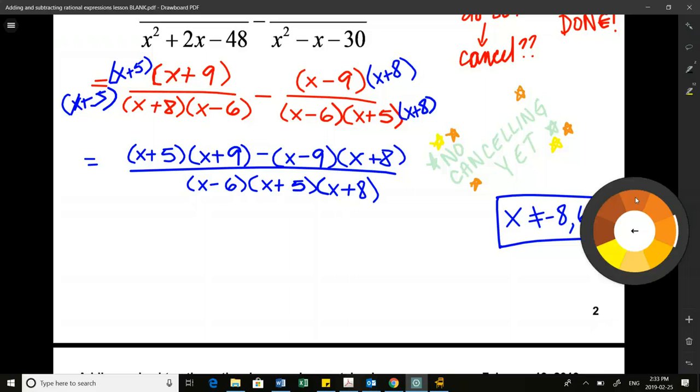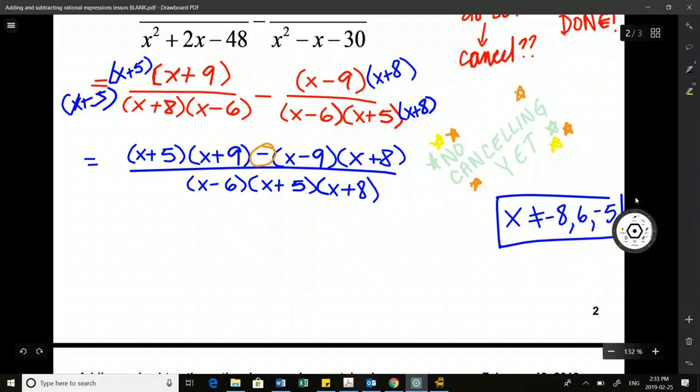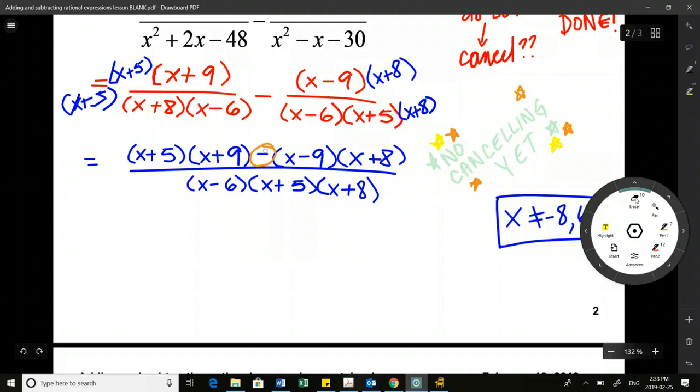Yes, and the problem with this numerator right here is that I have a subtraction in between all of this. In order for me to cancel, I'd have to have all multiplication on top.